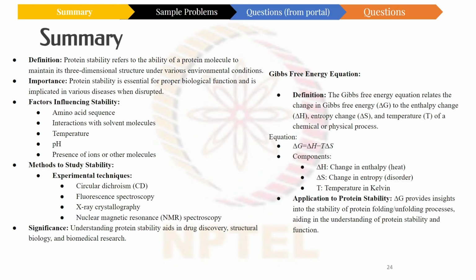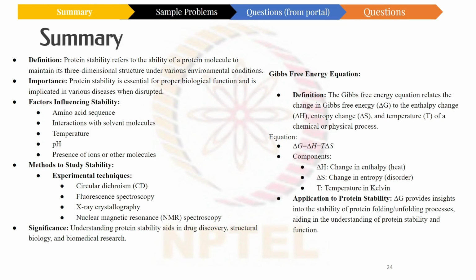Several methods are used to study protein stability experimentally, including spectroscopic techniques like circular dichroism and fluorescence spectroscopy, as well as computational methods based on knowledge-based methods, machine learning methods, and hybrid methods. By studying protein stability, researchers can gain insight into the structure-function relationships of proteins and develop strategies to modulate protein stability for therapeutic purposes.